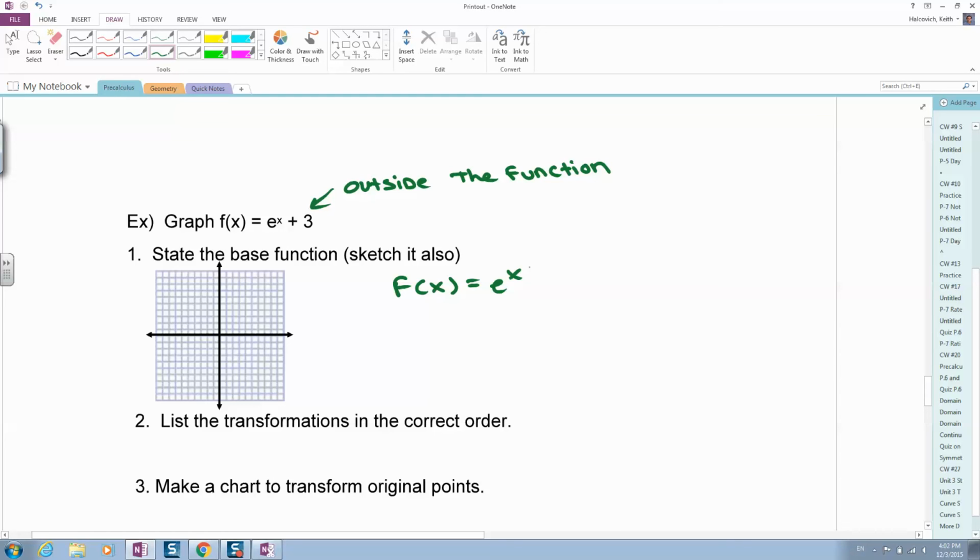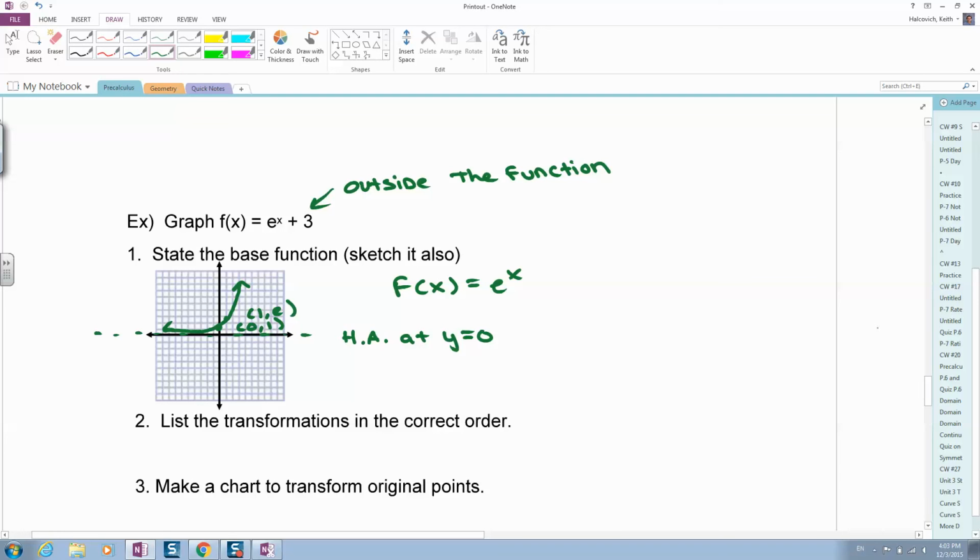So remember, f of x equals e to the x, you have a horizontal asymptote at y equals 0. You have a point 0, 1, and you have a point about 1, e. And there's your exponential function, f of x equals e to the x.